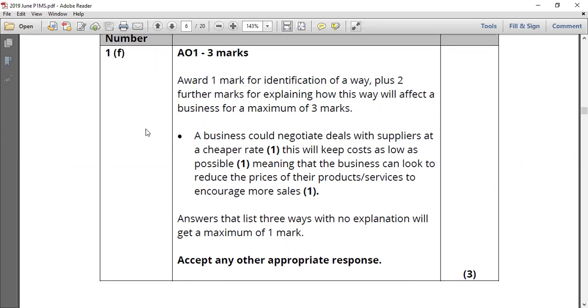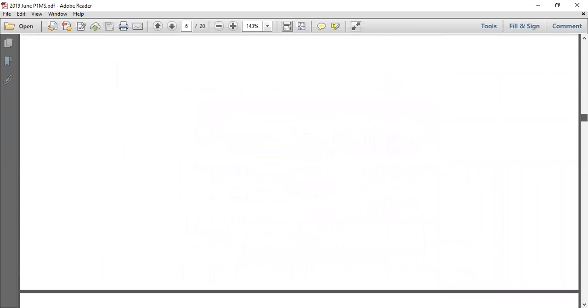You can reduce the cost. This is a way of reducing cost. You can negotiate with the supplier, bargain with the supplier and ask for cheaper rates. This will keep costs as low as possible, and as a result of that, the business can reduce their prices and encourage more sales. These are the methods of actually increasing the gross profit margin. There are certain methods: increasing prices, reducing costs. These are the methods. Okay, here we go into the 6-mark question.